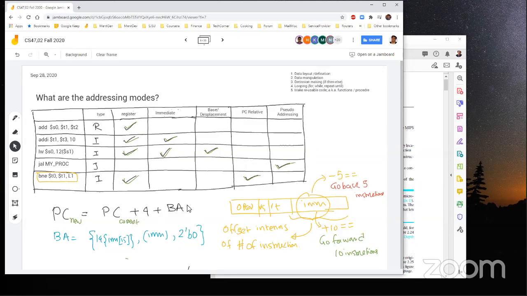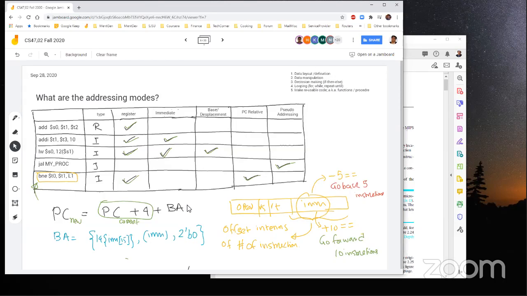Now the question becomes: go back and go forward, is it with respect to this BNE instruction or the next instruction? That is the question, right? Let me give a thought on that a little bit. You guys also think what needs to be done there.